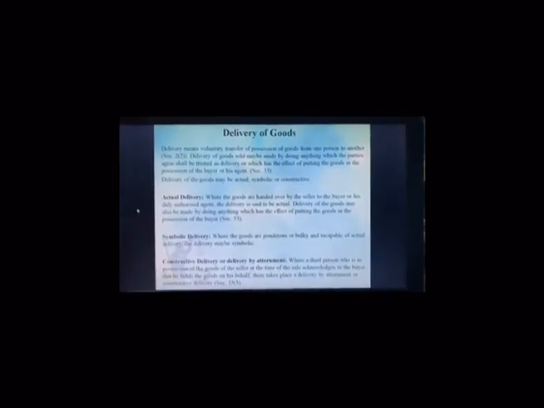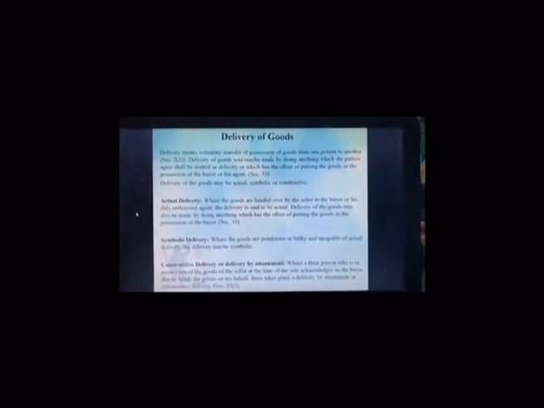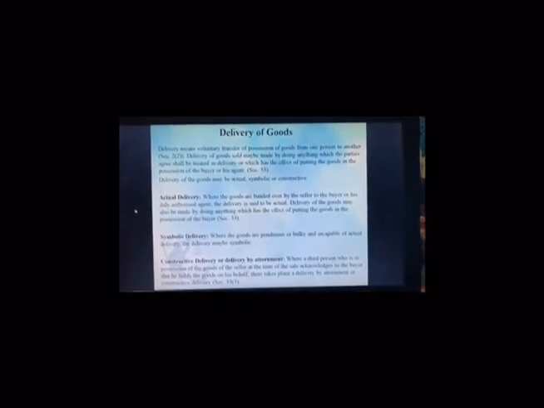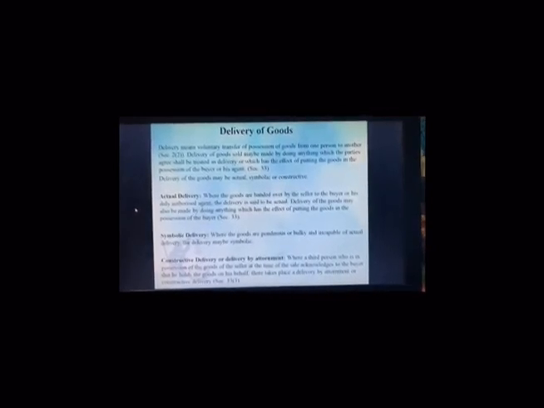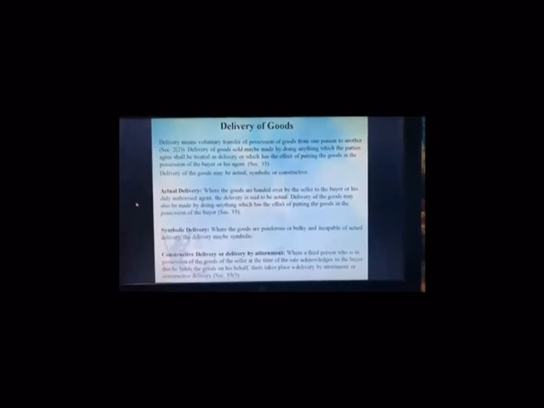Actual delivery: where the goods are handed over by the seller to the buyer or his duly authorized agent, the delivery is said to be actual. Delivery of the goods may also be made by doing anything which has the effect of putting the goods in the possession of the buyer. Then, symbolic delivery: where the goods are ponderous or bulky and incapable of actual delivery, the delivery may be symbolic.